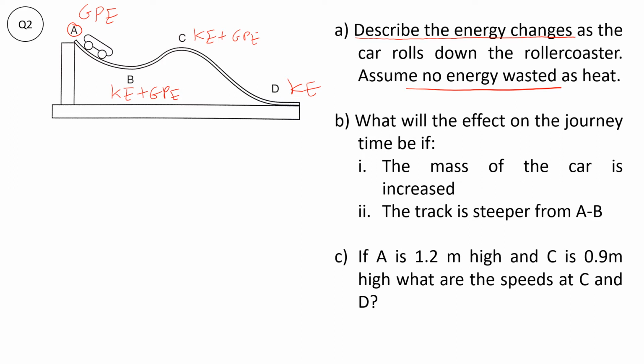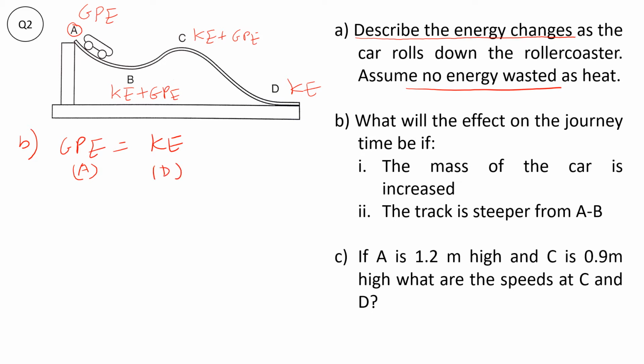Here's the reason why. Okay, so for B, we're going to have an energy conservation. Let's consider the energies here. So we know that the GPE at the top, position A, must equal the kinetic energy at position D, because no energy is wasted.